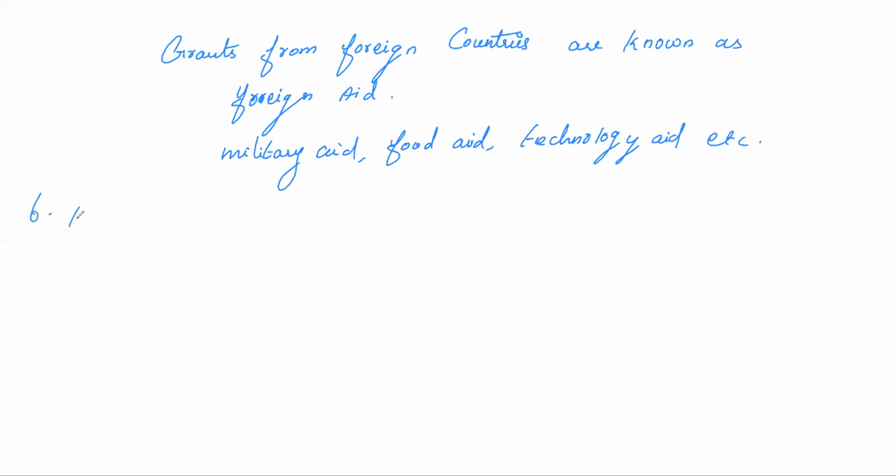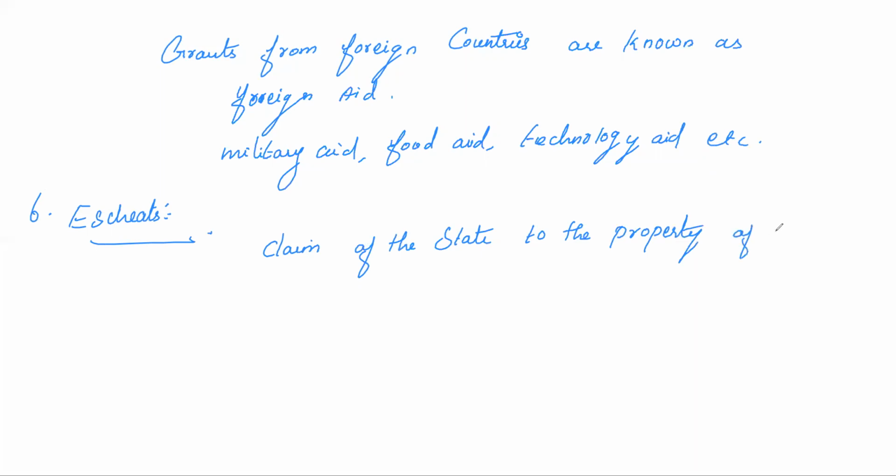Next one is escheat. It refers to the claim of the state to the property of persons who die without legal heirs or a documented will.